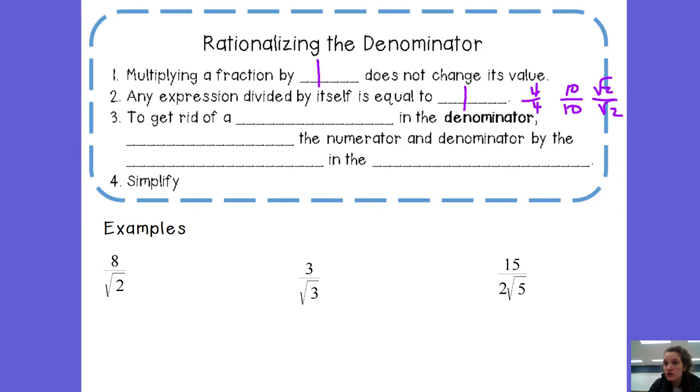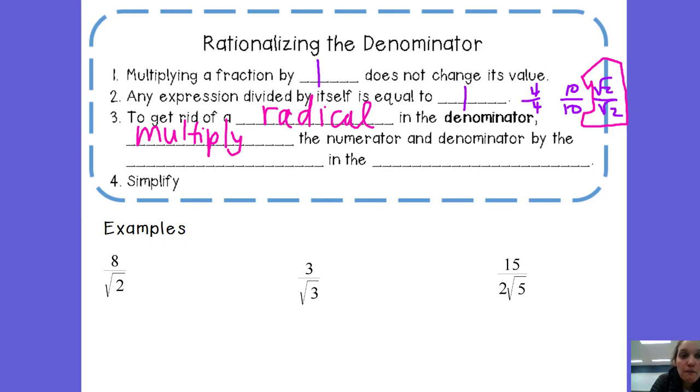So what we're going to do is make what we call a fancy 1. I'm going to take a radical and put it over itself, and that is equal to 1. Root 2 over root 2 is equal to 1. This is just a fancy way to write 1. So this process, to get rid of a radical in the denominator, is to multiply the numerator and the denominator by the radical that's in the denominator, and then you're just going to simplify.